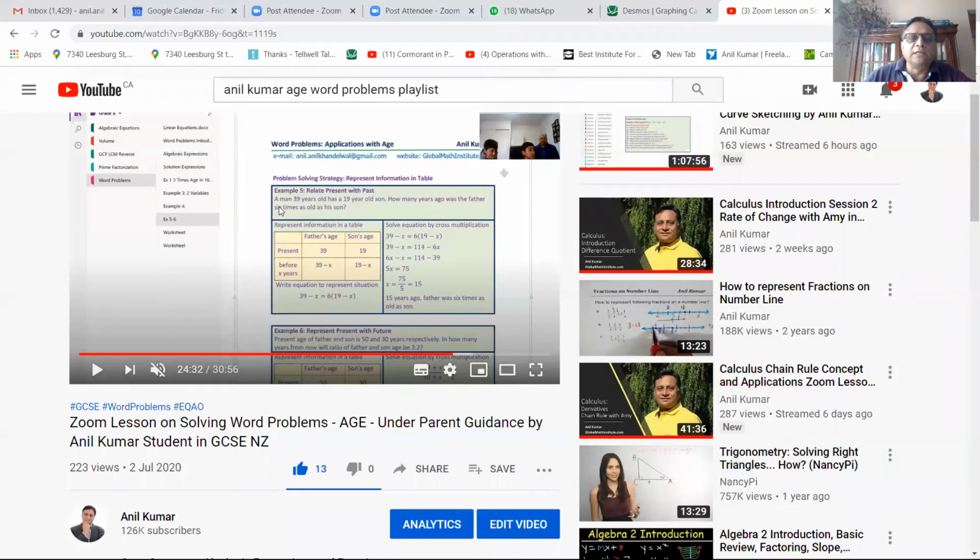So let's read the question once again. A man, 39 years old, has a 19-year-old son. That means we are given their present ages. So the present age of that person, who is also the father, is 39. And the present age of the son is 19. So you see the first row, present age 39 and 19. For the columns, father's age and son's age. Is that clear to everyone? Yes, sir. Easily, we are putting the information in the table as we read.